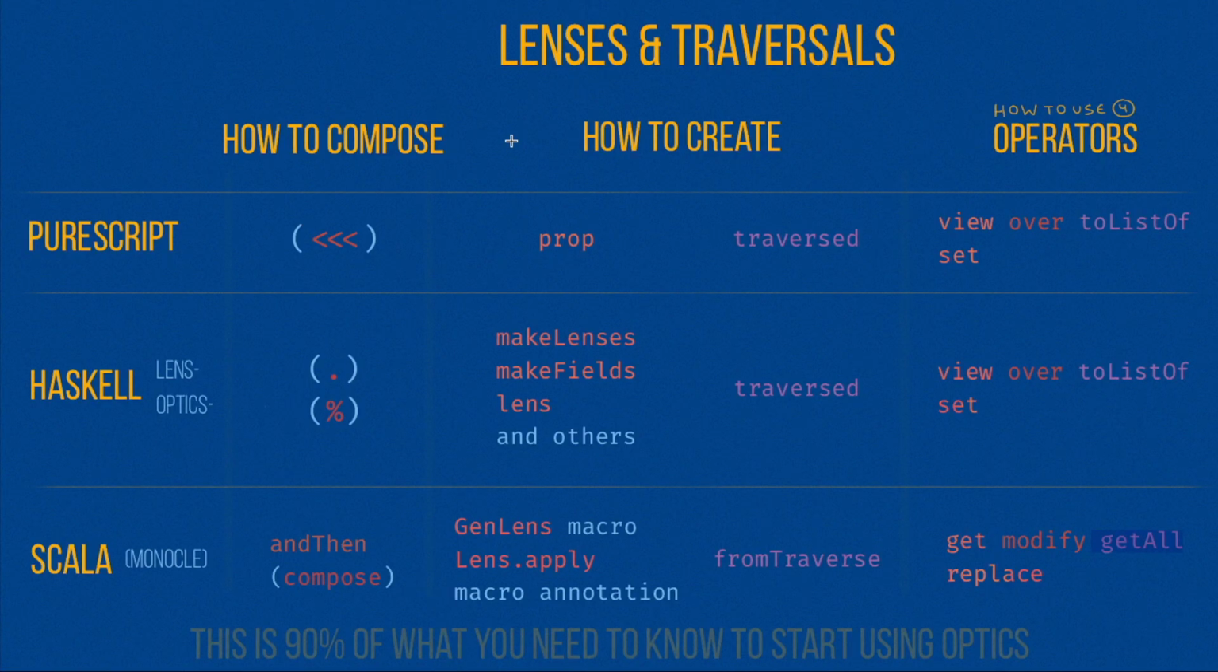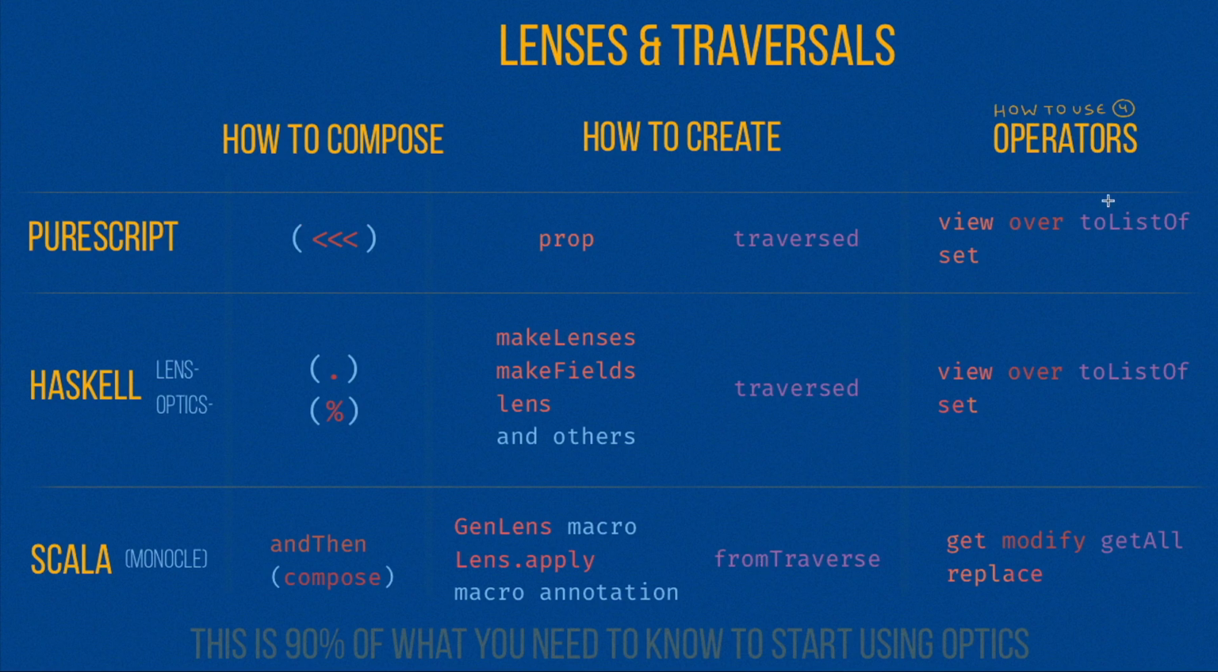And that's it. If you want to use optics, here's 90% of what you need to know. First, lenses and traversals, how to compose them, which depends on the language and the library you use, but they are quite similar, how to create them. Lens creation is the most varied part of optics, which also depends on the language and the library. Sometimes there are options to get them for free, sometimes there aren't, and you have to write lenses by hand. Most of the libraries give you free traversal with something like traverse or fromTraverse in case of Scala's Monocle.